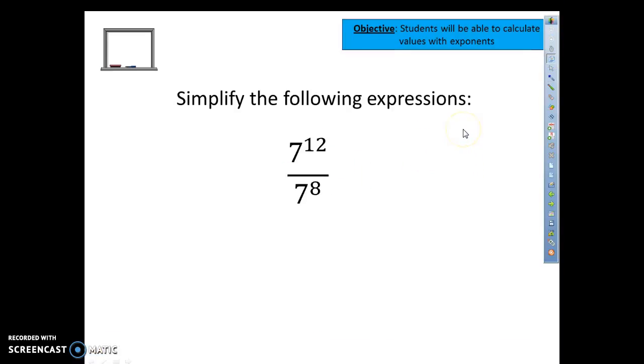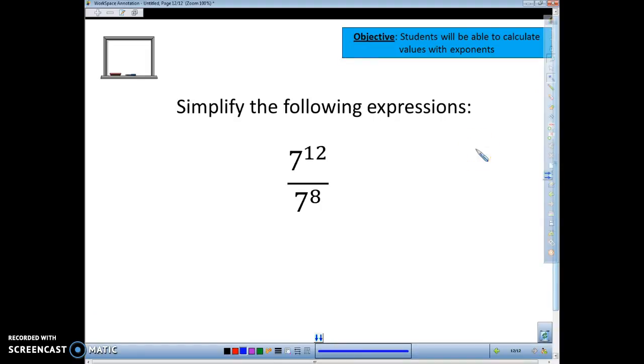Okay, I would like you to please write this one down on the back of your notes. Pause the video, I want you to try this. Okay, so hopefully you've had a chance to do this problem now. Again, we have the same base, a base of 7. Therefore, I'm going to take the powers and subtract them. The numerator goes first. I subtract the power in the denominator, and 12 minus 8 is 4. So 7 to the 4th power. That's our final answer.